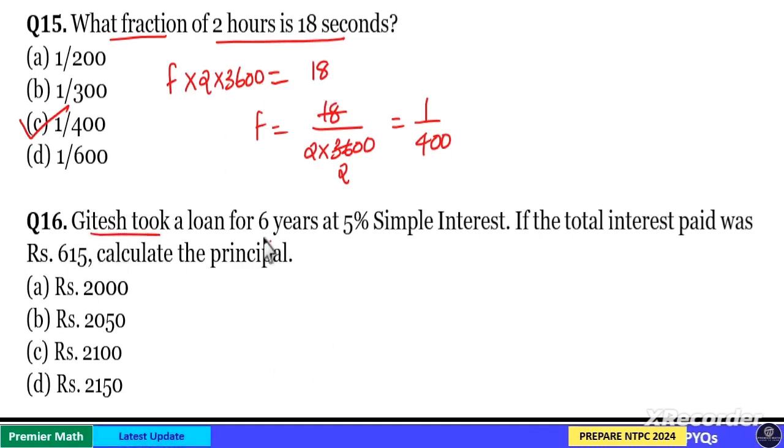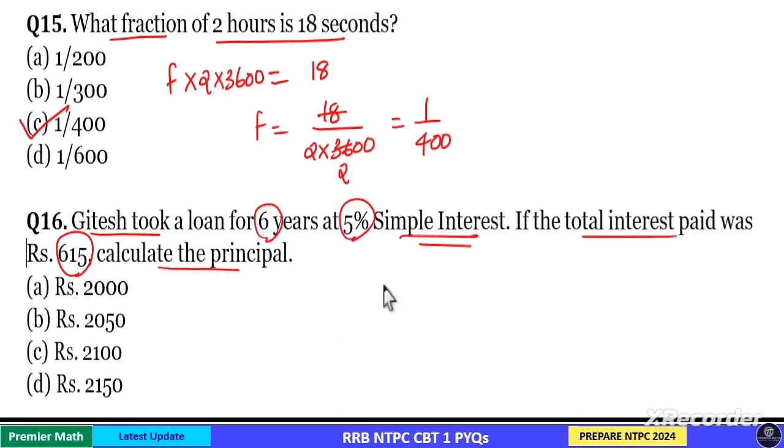Next is Geetesh took a loan for 6 years at 5% simple interest. If the total interest paid was rupees 615, calculate the principal. Here this is simple interest. In 1 year, the interest generated is 5% of the principal. So in 6 years, the interest generated is 6 into 5, 30%. So this 30% is the total interest generated in 6 years, which is given as 615 rupees.